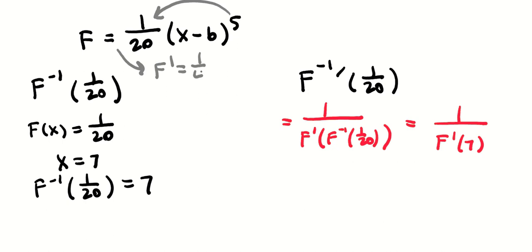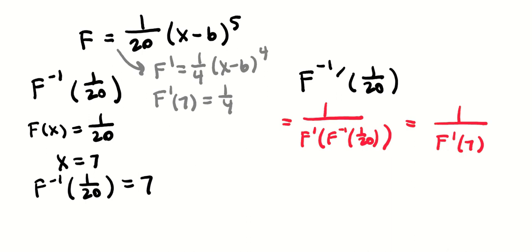5 over 20 is 1 over 4. Decrease the power by 1, and then we'll multiply by the derivative of the inside, but the derivative of the inside is the derivative of x minus 6, which is just 1. So okay, that's the derivative, and f prime of 7 is equal to 1/4 of 7 minus 6, which is 1 to the 4th, so it's just 1/4. So I'm going to say that this is 1 over 1/4, which is going to be 4. And that's a very comprehensive set of practice problems that will leave you prepared for anything you might see on the 2.4 quiz.